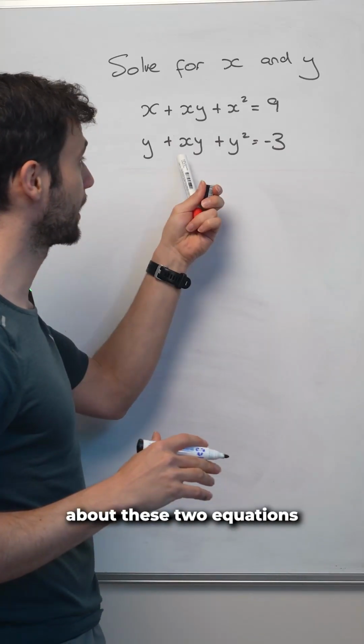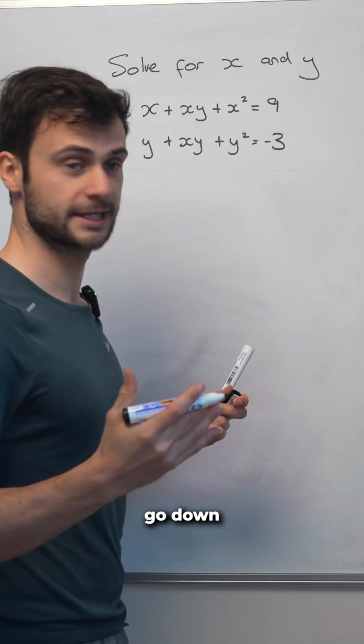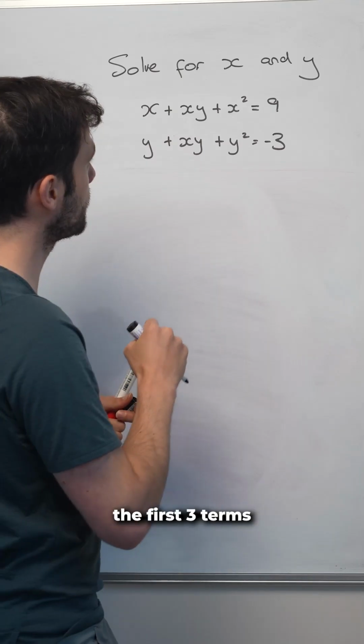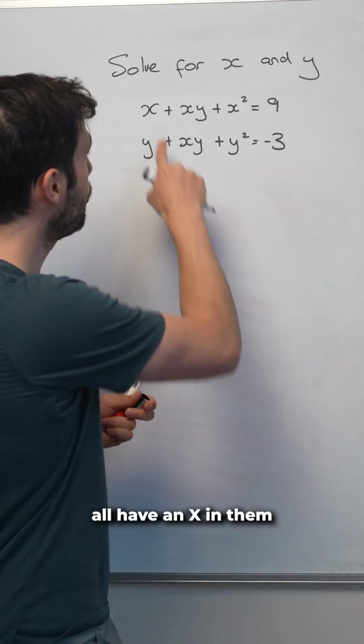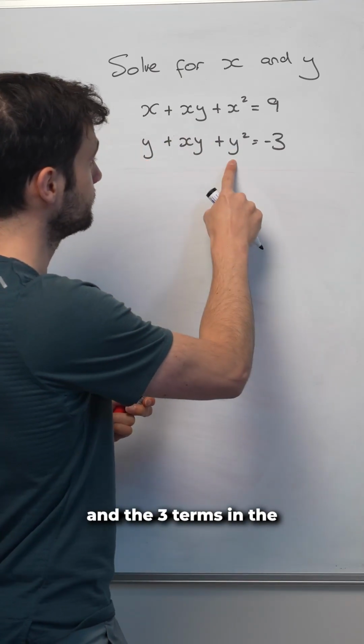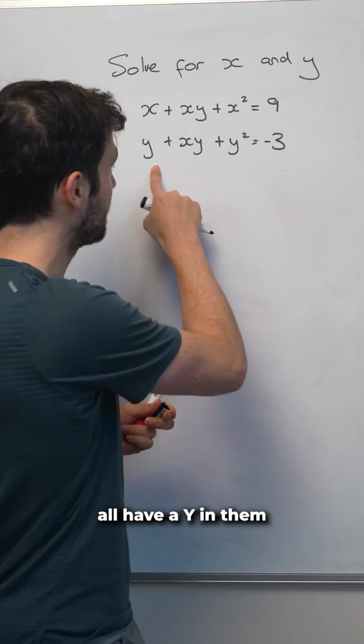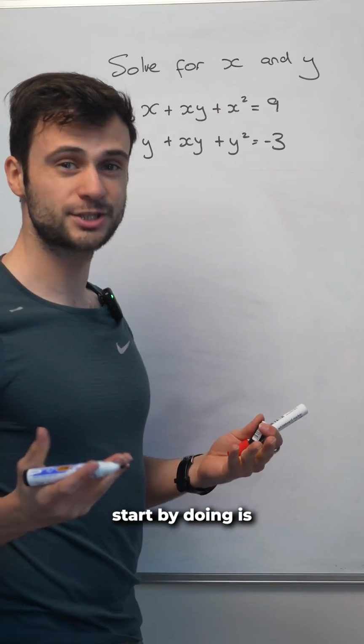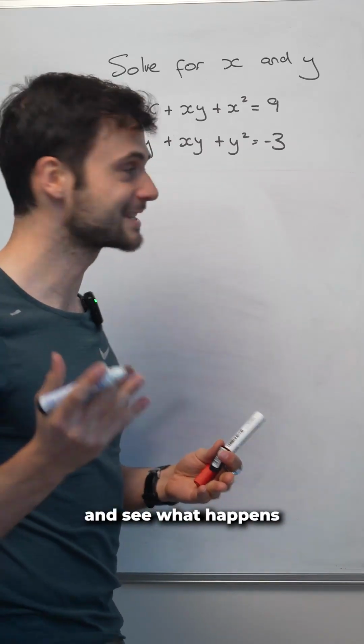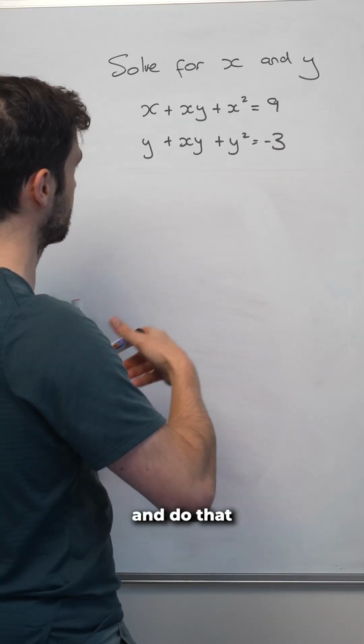It might still work, someone can prove me wrong in the comments, but there's another thing that you'll probably have already noticed about these two equations, which might be a better route to go down, which is noticing the first three terms in the first equation all have an x in them, and the three terms in the second equation all have a y in them. So what we could just start by doing is factorizing that out and see what happens. So we can go ahead and do that.